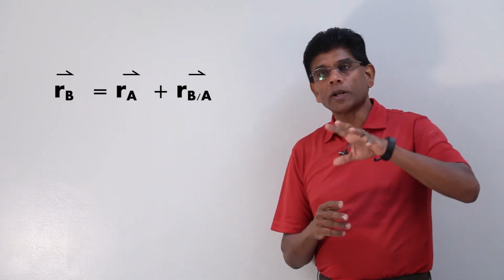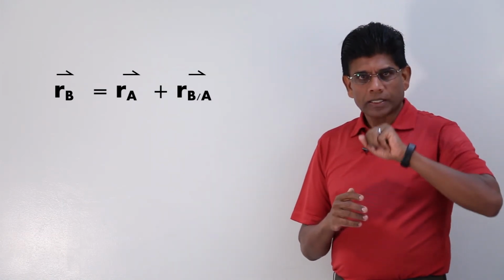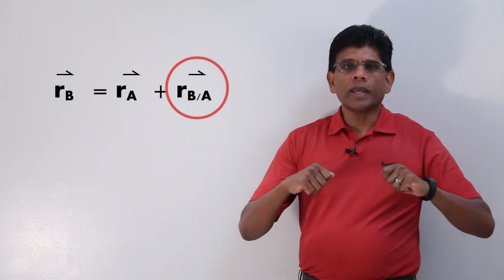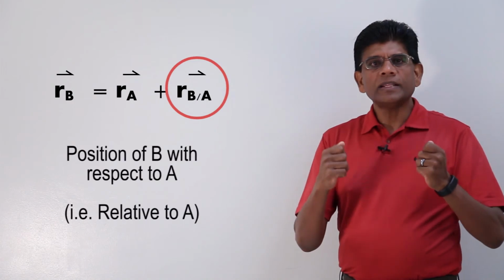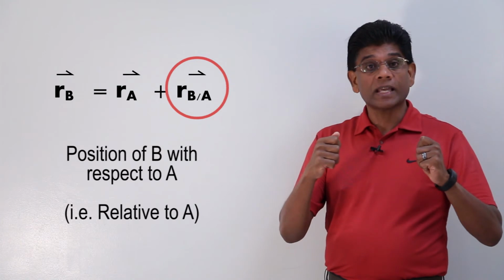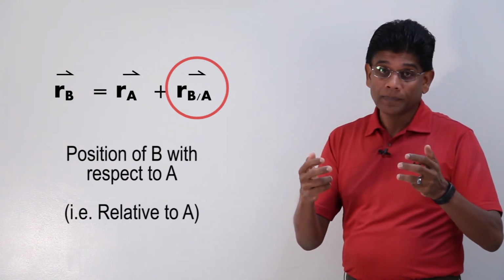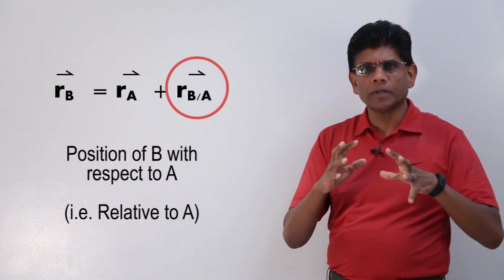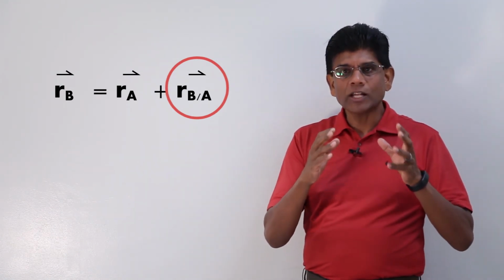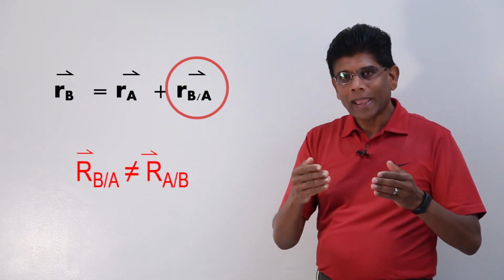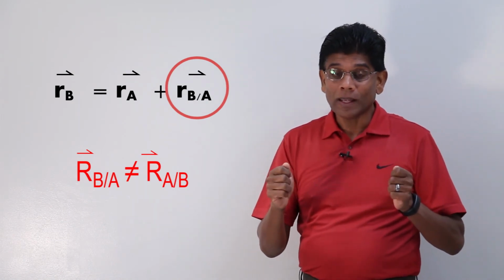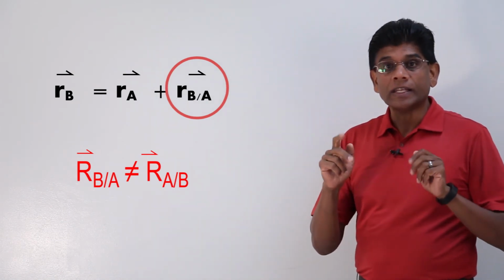All right. I also want to draw your attention to the second term, r sub BA. And I want to make sure you can read this correctly. We read this as position of B with respect to A. Or you can also read this as position of B relative to A. It's important for you to understand this terminology and use it properly. Also notice from vector algebra, you know r sub BA is not the same as r sub AB. So please be careful and do not interchange those subscripts incorrectly.